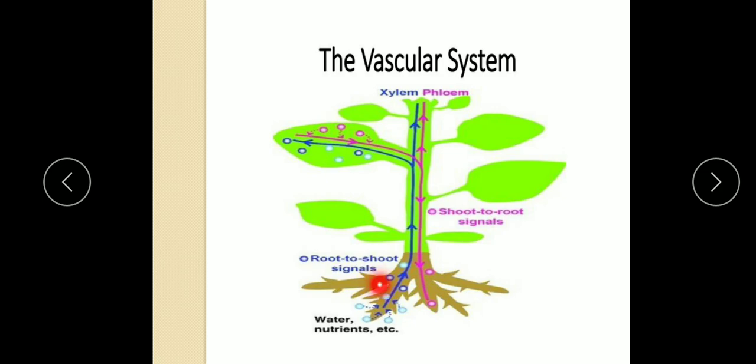Here you see this blue color line with the arrow. This is the xylem tissue present in the plant. In the soil, water and minerals are present, and they are absorbed by the roots. From the root, they are carried to the stem. The tissue which helps to transport is the xylem. From the root xylem, water and minerals reach the stem xylem, from the stem to the branches and then to the leaves. In this manner, water and minerals are transported from the root to the different parts of the plant.